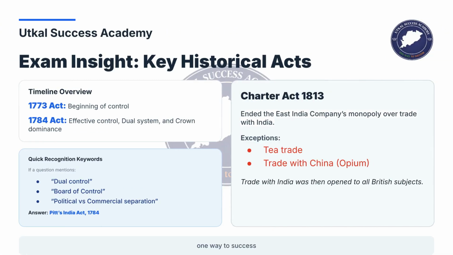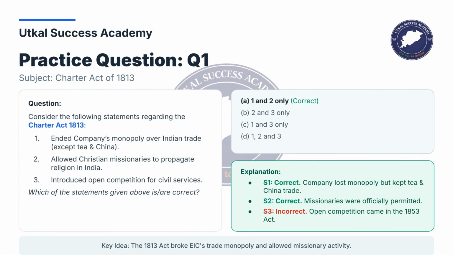The Charter Act of 1813 ended the East India Company's trade monopoly, with exceptions for tea trade and trade with China. Trade with India was then open to all British subjects. Remember keywords like dual control and Board of Control for the 1784 Act. Question 1 on the Charter Act of 1813.